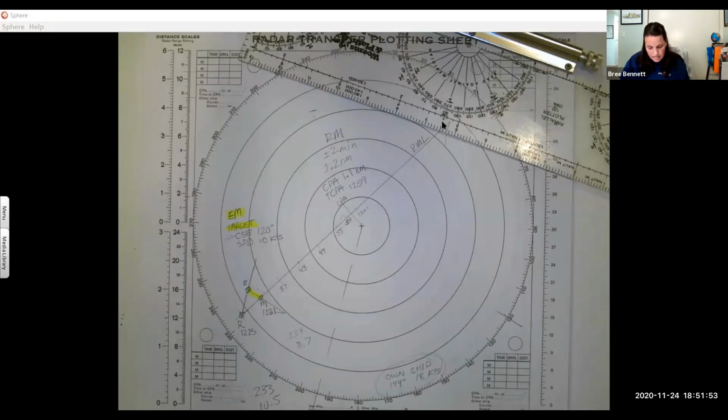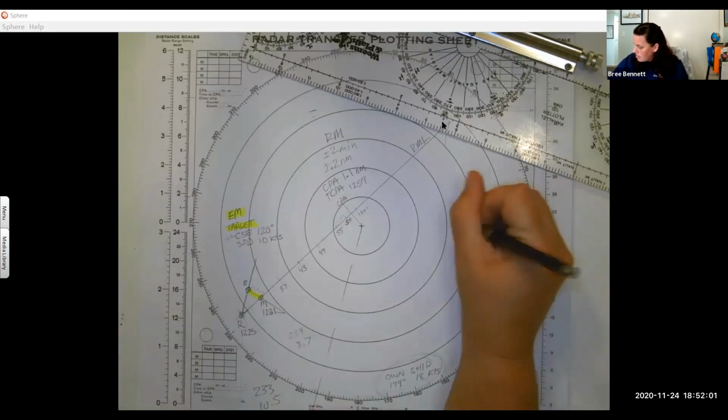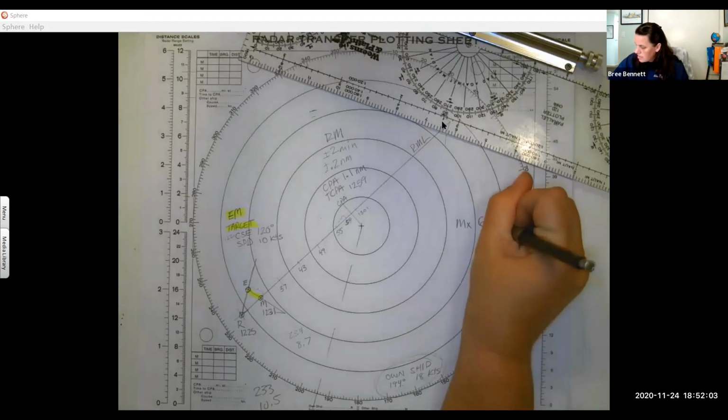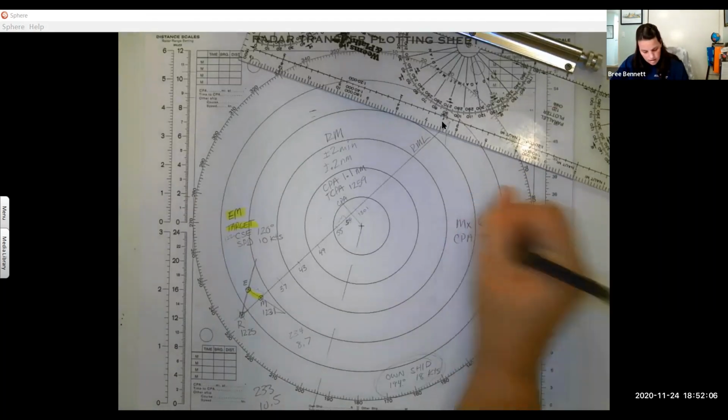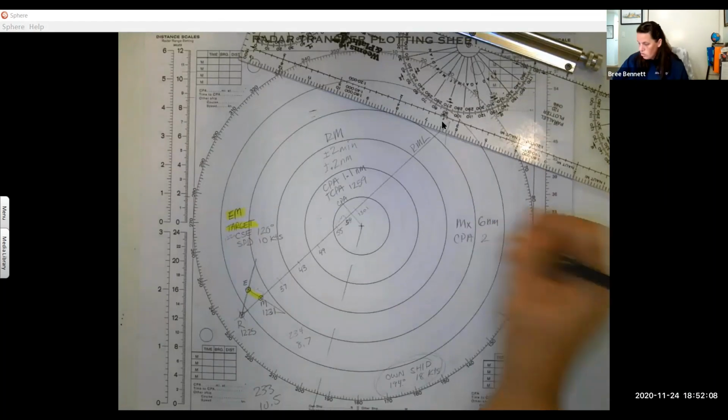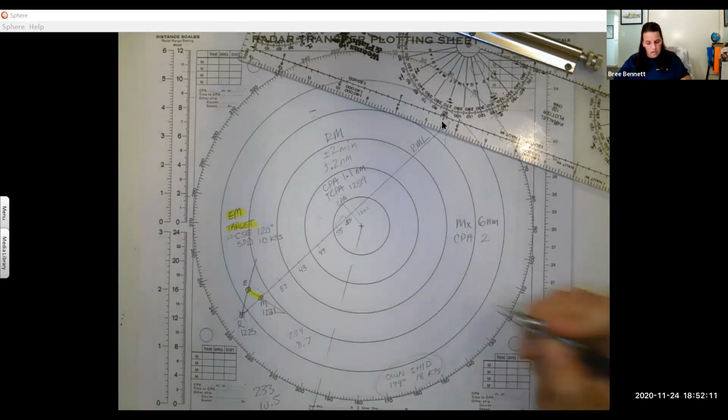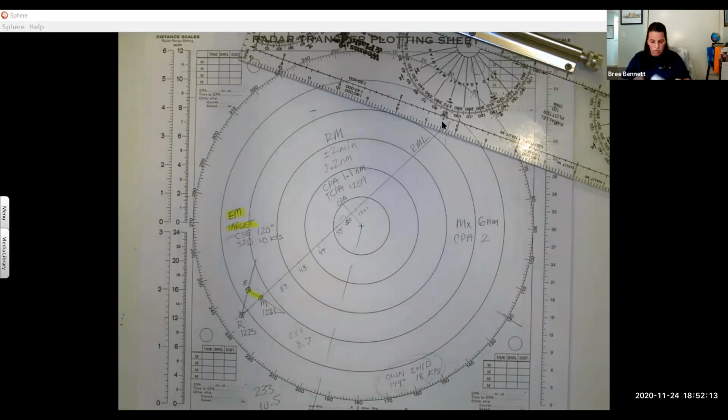So then they say, if your ship maintains, find MX at 6 nautical miles and a CPA of 2. What will be our speed change and our course change? Speed change alone or course change alone? Okay, so let's do the course change first. We've been working on that first.